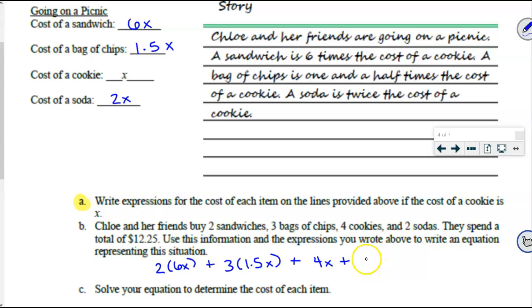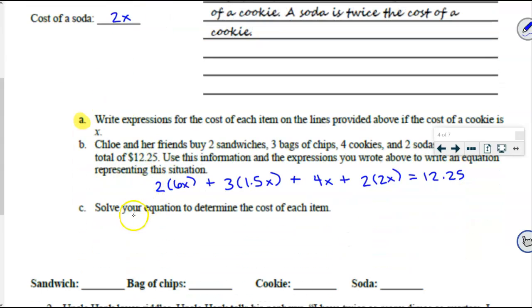And 2 sodas. How am I going to show that one? 2 sodas, Kaden. Yep, 2 parentheses 2x, 2 groups of 2x. And when I spend all of this money buying all of these things, I have spent a total of $12.25. That's our equation. And I really like how this equation perfectly matches the cost and how many, right? It doesn't simplify yet. That's the next step, is we're going to simplify as part of our solving process.